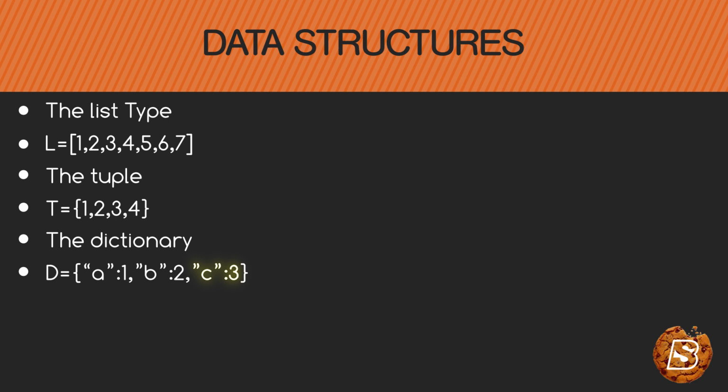The other data structure that we have is set, which is exactly like tuple. So it's created using the curly brackets, and it's an unordered list of unique values. So we'll be covering all these in detail in upcoming lectures.